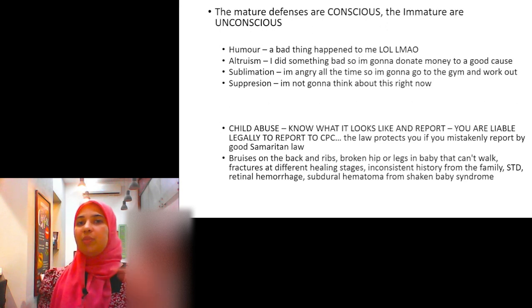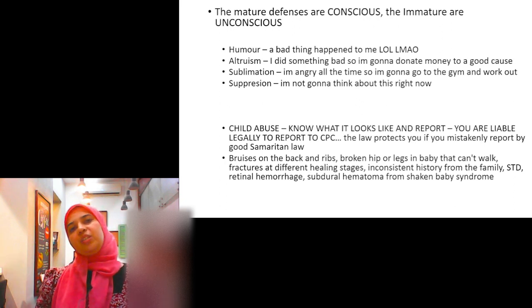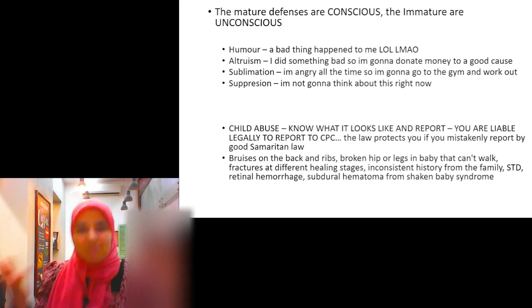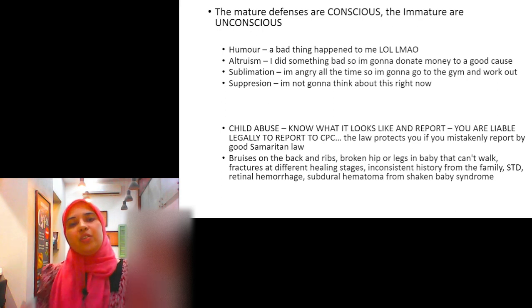Another example of sublimation, I'm going to use one of the previous examples. If a man is addicted to pornography, right? He knows that this is inappropriate. So what is he going to do? He wants to manifest something positive out of this. So what is he going to do?